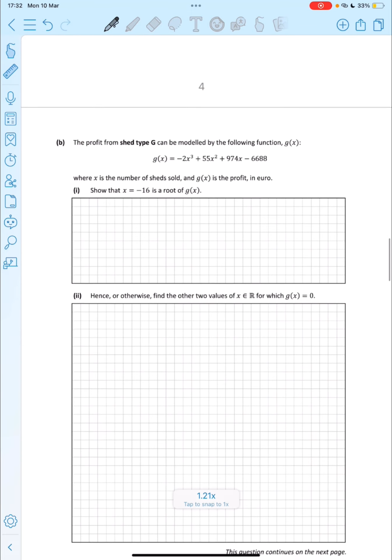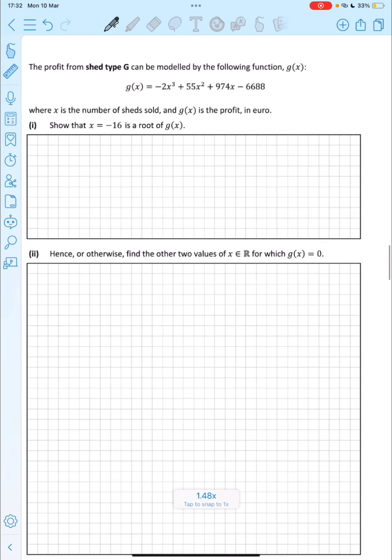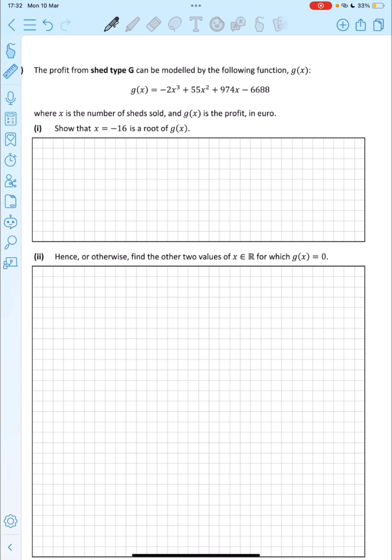Then the next part of this says the profit from shed type G can be modeled by a different function, where x is the number of sheds sold and g(x) is the profit in euro. Show that x minus 16 is a root of g(x). So how do we prove that? We literally just sub minus 16 into this function here and see if it works. Basically, does one side equal the other?